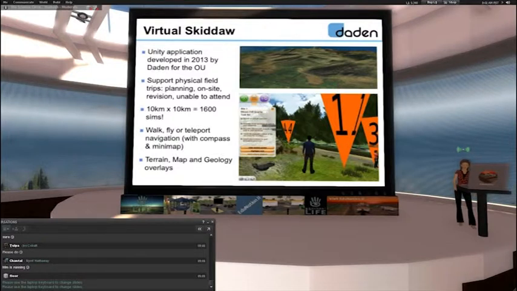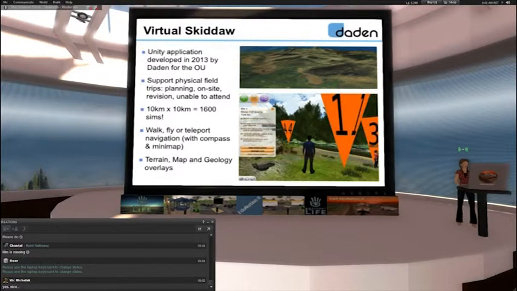What happened in 2013 was that we got some funding and we developed a virtual Skiddaw application. Skiddaw is a mountain in the Lake District, and my colleague Tom Argles, who is in the audience and a geologist, regularly conducts field trips in the Skiddaw mountains. He takes students there thrice in a year, sometimes even more, depending upon the group size. Our Open University students go for the field trip there.